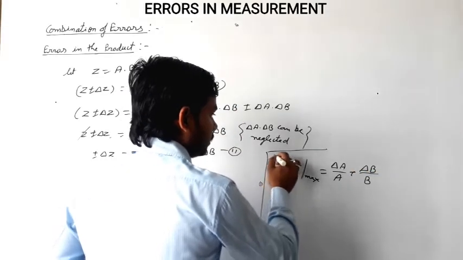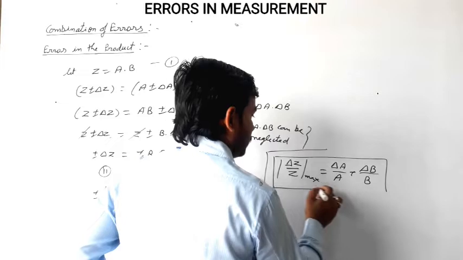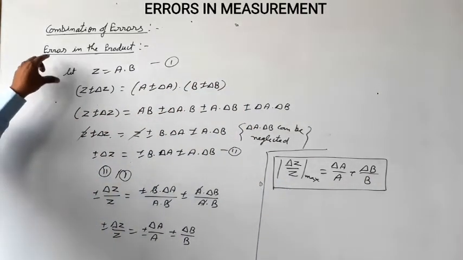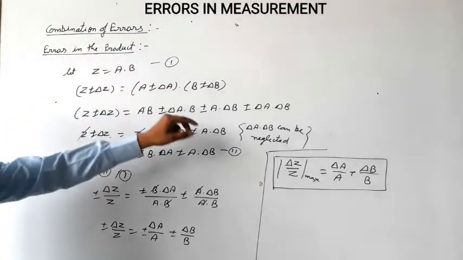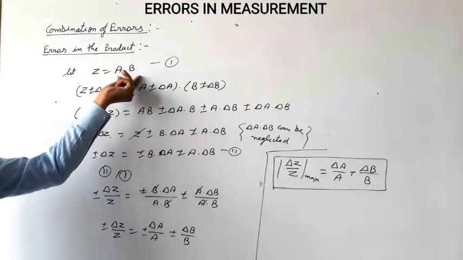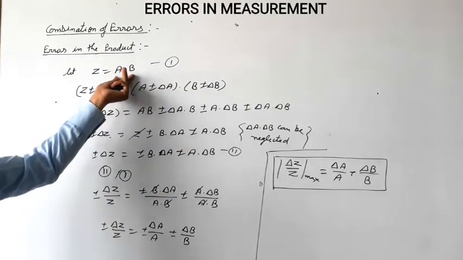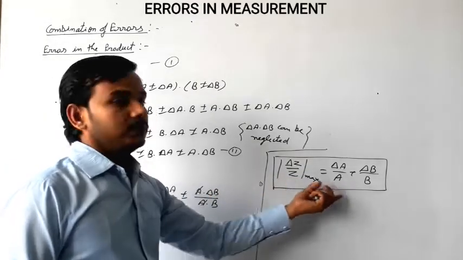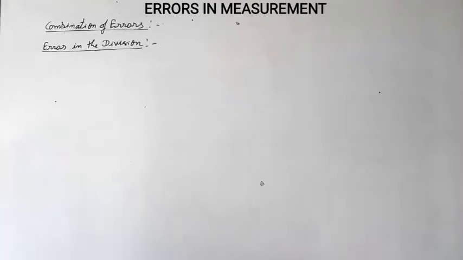This is the final answer for the error in product. So if we multiply two quantities, then their errors will combine in this way.